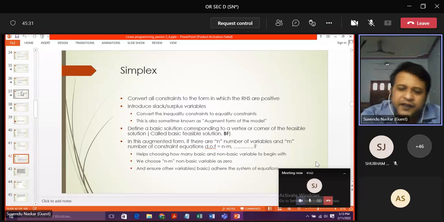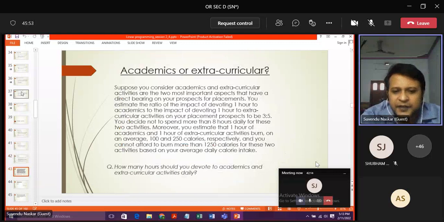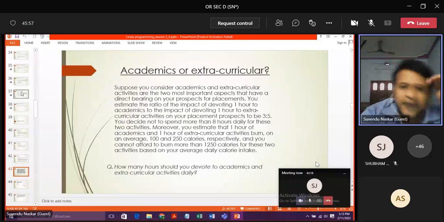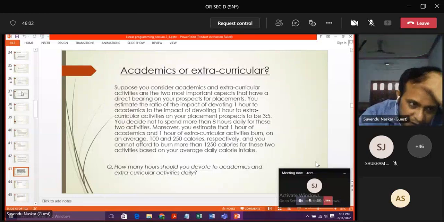Again, the basic and non-basic variables are essentially which variables I'll force to 0 and which variables I'll not force to 0. So typically in my final solution, I would ensure that my non-basic variables are 0, or we can choose n minus m non-basic variables as 0. So instead of going into this basic, non-basic, and augmented form terminology, let us try to do it. Take your paper and pen.